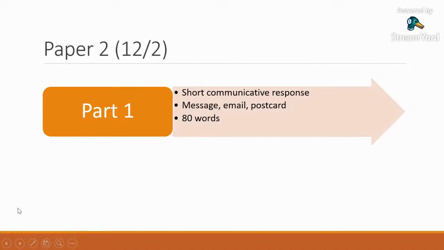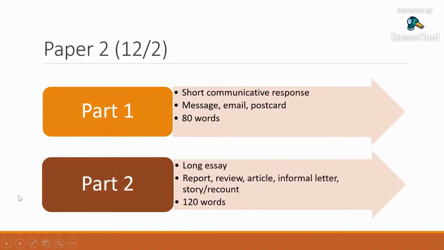So for paper 2, you have 2 parts. Part 1 is a short communicative response, like message, email, and postcard. So 80 words. The marks allotted is 20. Part 2 is a longer essay. I think we have finished part 1 in our class during our lessons. And then we are doing part 2. We have the long essay. Long essay will be 5. Okay, please remember this. They are report, review, article, informal letter, a story or recount. And that is 120 words.